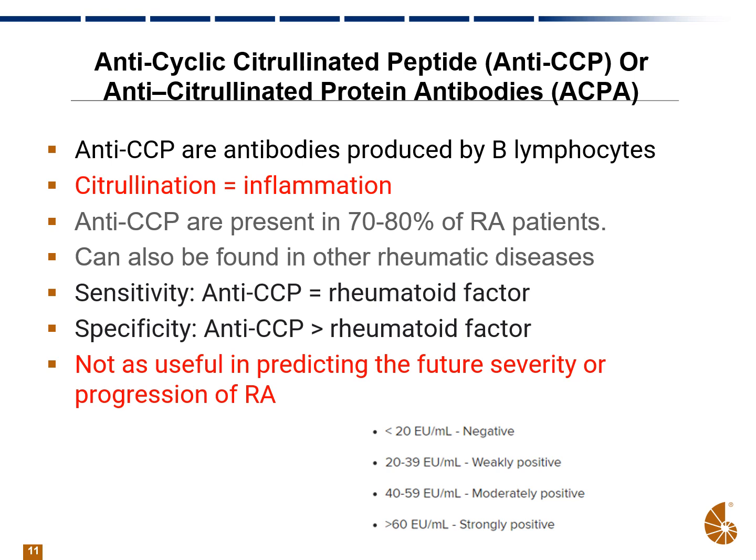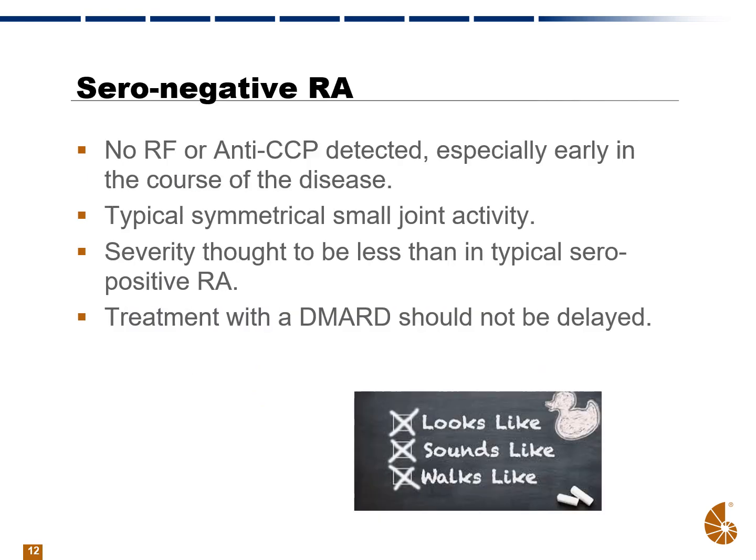It's not as useful in predicting the future severity or progression. As we indicated with rheumatoid factor, a higher level indicates increased severity. That's not the case with anti-CCP. And I've put the values as negative to strongly positive below.